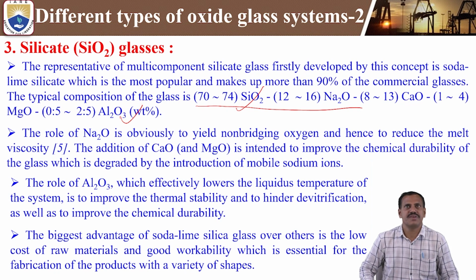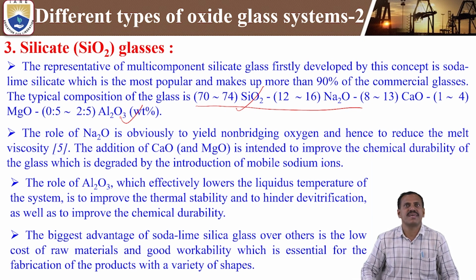That is 70 to 74% of silicon dioxide, 12 to 16% of sodium oxide, 8 to 13% of calcium oxide, 1 to 4% of magnesium oxide, and 0.5 to 2.5% of aluminum oxide. These are the glass compositions of soda lime silicate glass. This is one of the important commercial glass systems among the silicate-based glass systems.